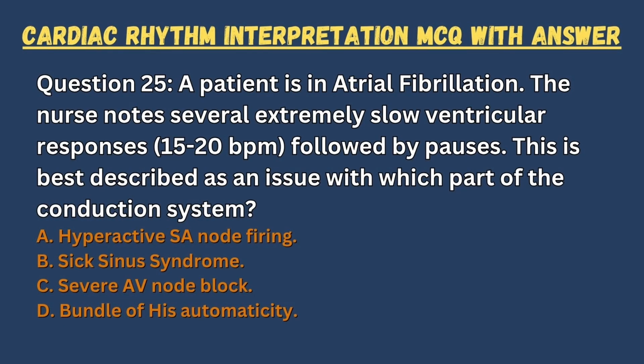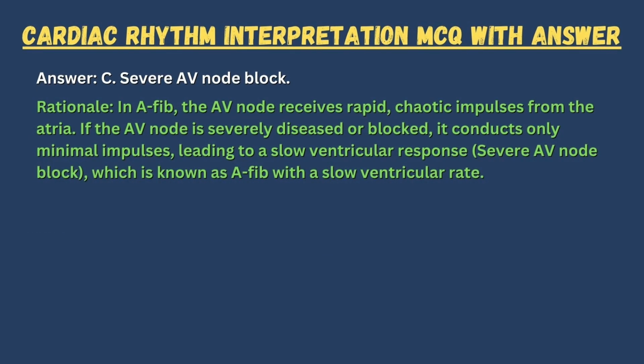Question 25. A patient is in atrial fibrillation. The nurse notes several extremely slow ventricular responses, 15 to 20 beats per minute, followed by pauses. This is best described as an issue with which part of the conduction system? A. Hyperactive SA node firing. B. Sick sinus syndrome. C. Severe AV node block. D. Bundle of His automaticity. Answer: C. Severe AV node block.